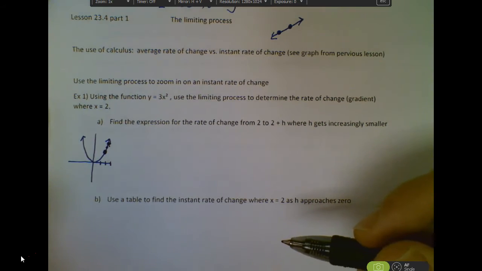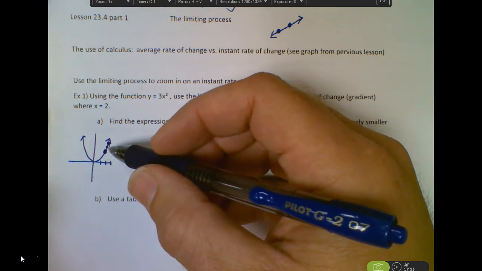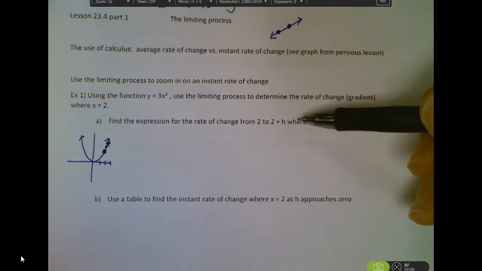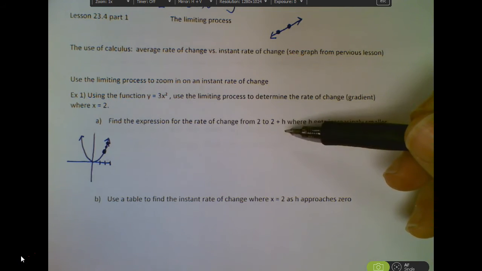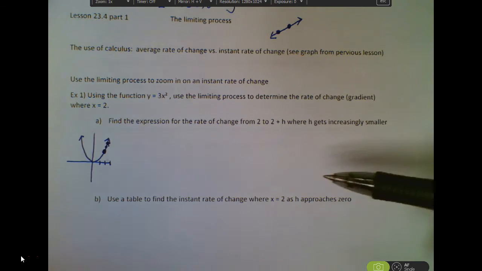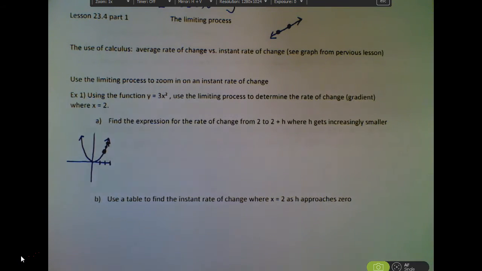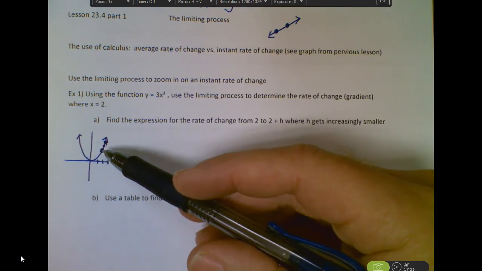But here's the issue: I don't want to do a slope from 2 to 3 and then 2 to 2.5 and then 2 to 2.1. That would be a lot of slope work. So what we're going to do is develop an expression that we can use for all those points at once. That's why we're using from 2 to 2 plus whatever, instead of having to use my slope formula again and again, because that would take forever. We're using an expression that will go into our slope formula and make it a lot easier and quicker to zoom in on our target of where x equals 2.